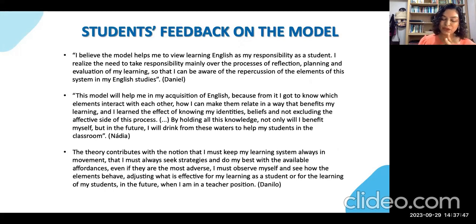So I believe the model helps me to view learning English as my responsibility as a student. I realize the need to take responsibility mainly over the processes of reflection, planning, and evaluation of my learning, so that I can be aware of the repercussion of the elements of this system in my English studies. This model will help me in my acquisition of English, because from it, I got to know which elements interact with each other, how I can make them relate in a way that benefits my learning.